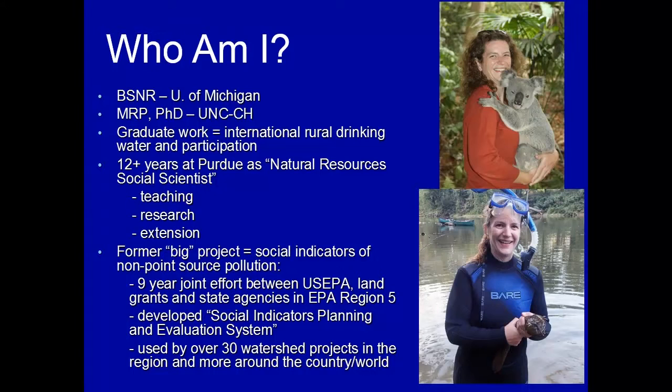When I first got to Purdue, the first project I got involved in, which really jump-started everything that you're going to hear today, was a project looking at social indicators of non-point source pollution. It was an EPA initiative funded through 319 in the six states in EPA Region 5. We developed something called the Social Indicators Planning and Evaluation System. We call it SIPES. Michigan calls it SIPES.